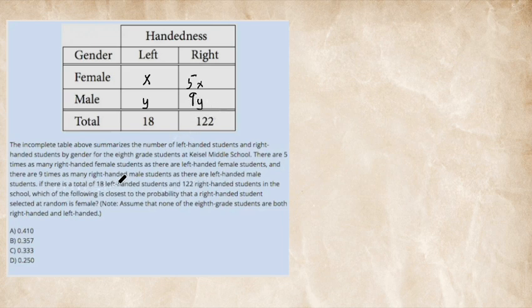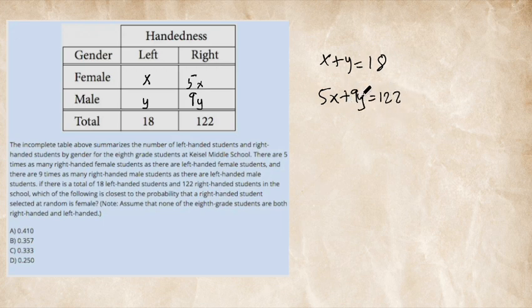And if there's a total of 18 left-handed students, which is over here, and 122 right-handed students, which is over here, which of the following is closest to the probability that a right-handed student selected at random is female, right? So in order to solve this question, we should first figure out what are the actual numbers here so we can easily figure out the probability, right? So we know that x plus y is 18 and 5x plus 9y is equal to 122, right?